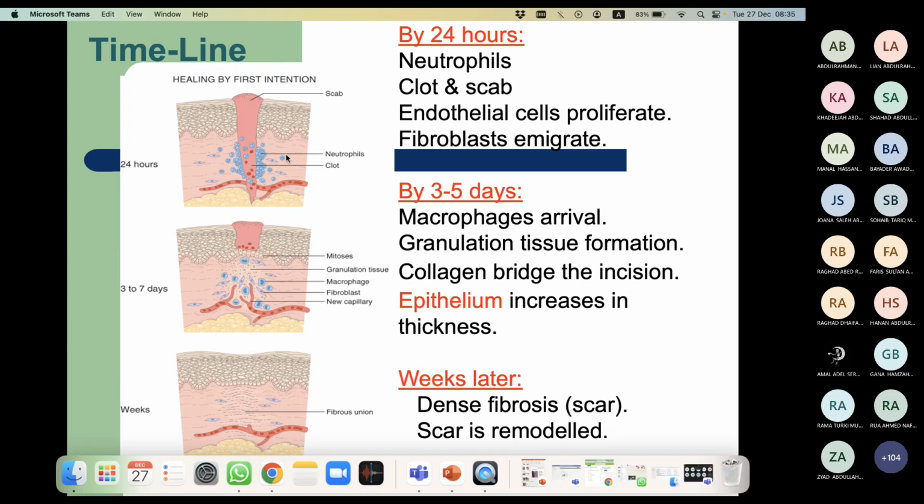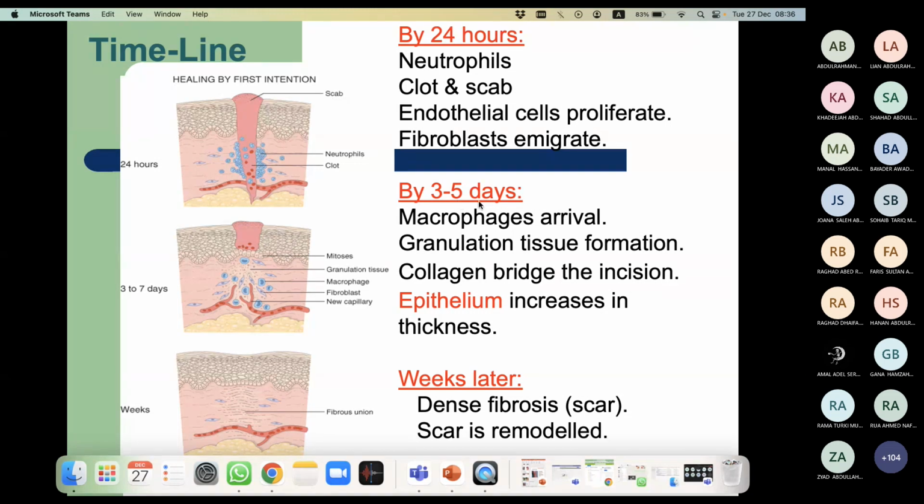Like we have the fire brigade. They are not doing anything, but then they become active because of all these growth factors and interleukins and cytokines. They become active and they migrate and reach this site. So this happens within 24 hours. Neutrophils will come, clot will be formed, scab will be formed, endothelial cells will proliferate, fibroblasts will migrate to this area. You see these fibroblasts, they are coming to this area.